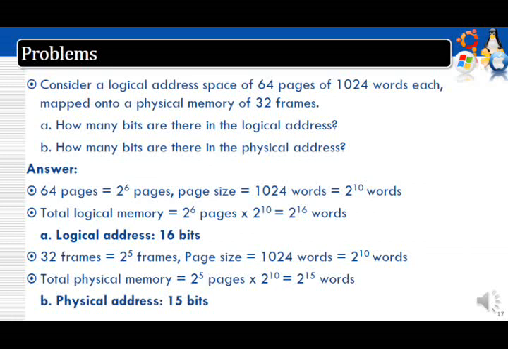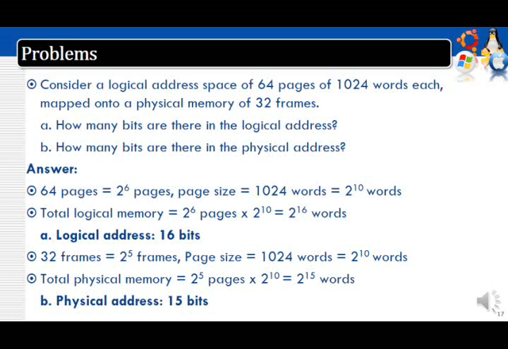In the question it is given that there are a total of 32 frames. It is not explicitly specified what the size of each frame is, but we have to understand implicitly that the size of the page and the size of a frame are the same. In the former part of the question it is given that the size of a page is 1024 words. In a page I can store 1024 words, so that applies to frames also. In a frame I can store 1024 words. That is why only the number of frames is given.